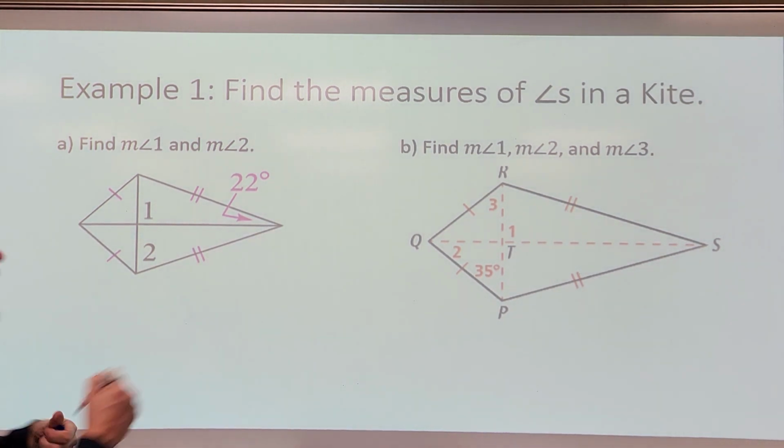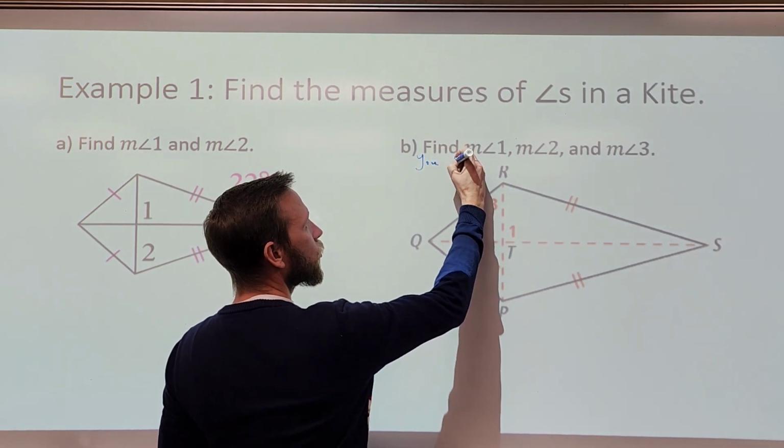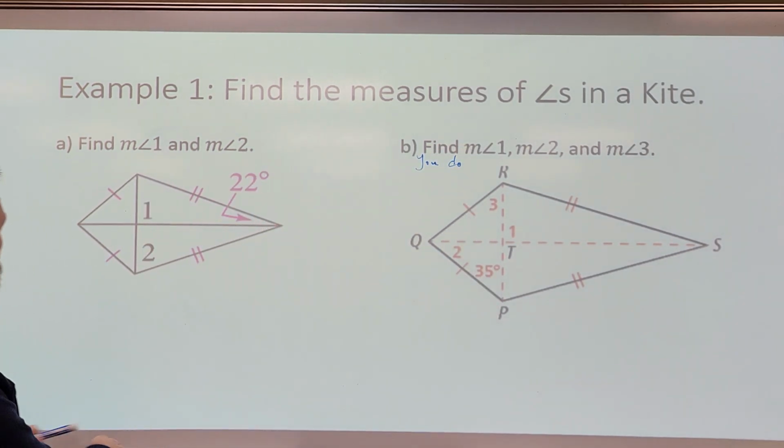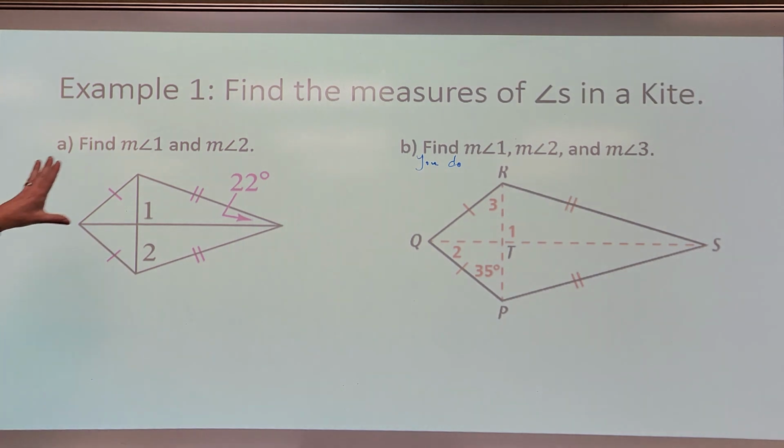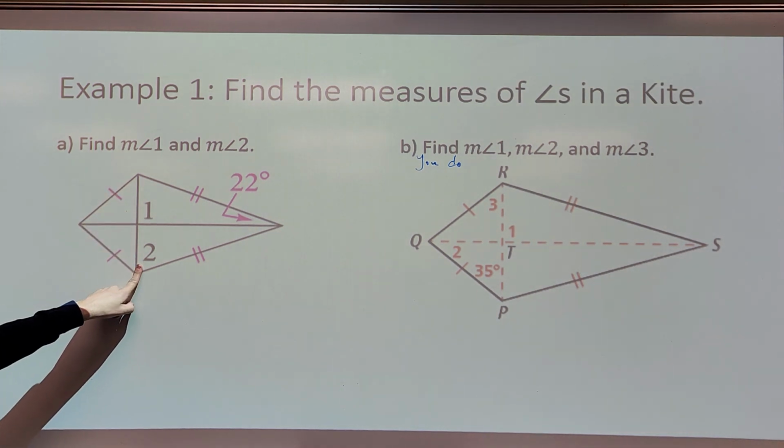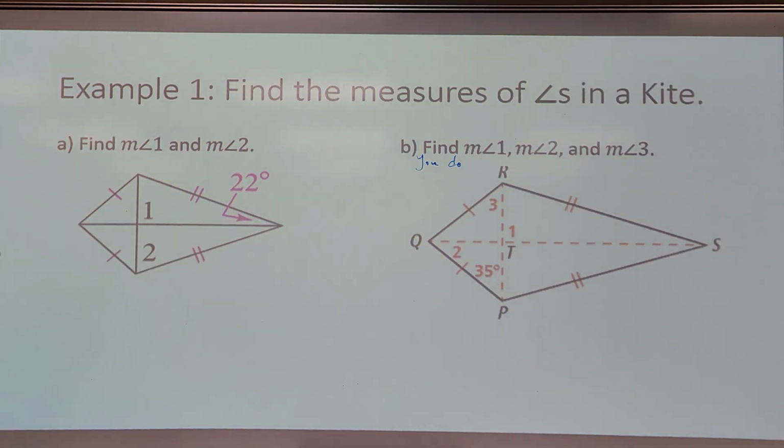And so I'm going to do this. I would like for you to do this. Now I would like for you to do letter B. So pause it and draw the pictures if needed. But here we're going to find the measure of angle 1, which is here, and the measure of angle 2, which is there. We know that this is 22 degrees.